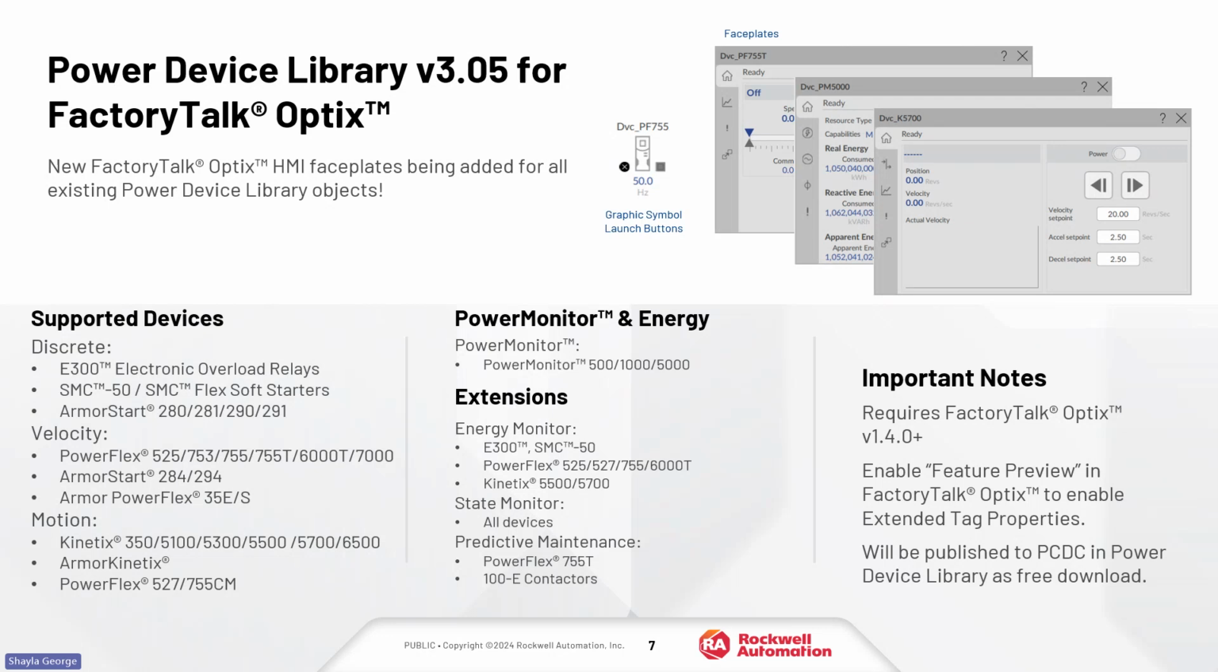Also, we do have what is called a feature preview. A feature preview is a feature that's not native in the latest release, but it's coming. It will probably be released in the next version, but it is available to you as a feature. So with the feature preview, if you enable feature previews, you can also have access to the extended tag properties for these faceplates and devices.